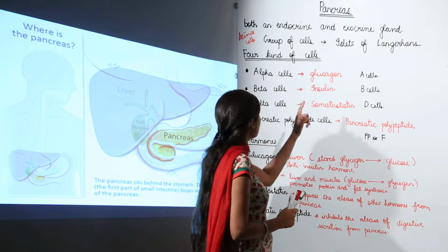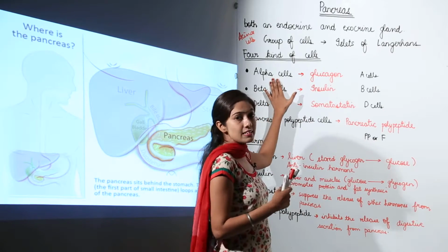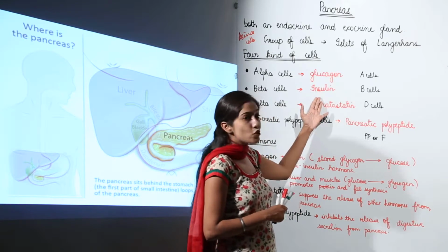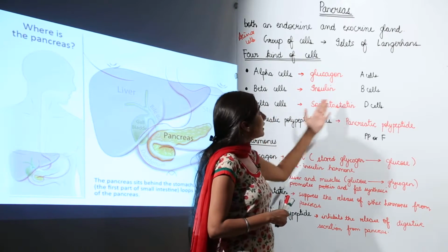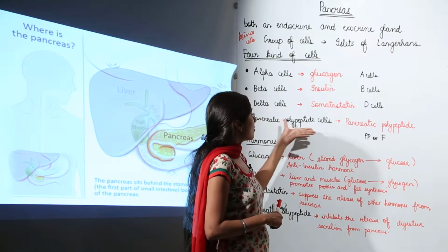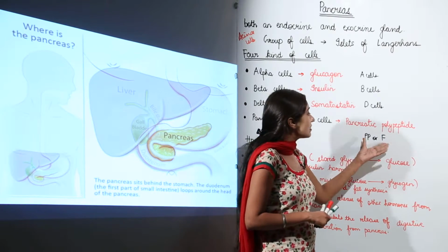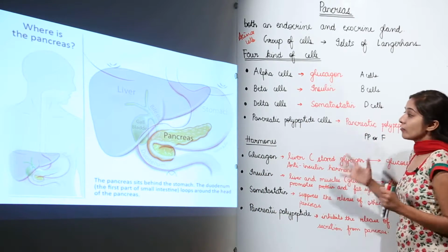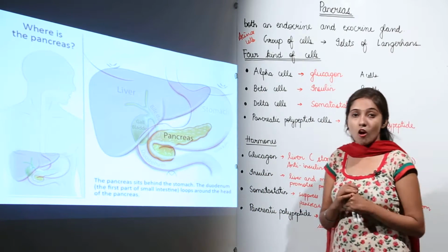Remember, I repeat: alpha cells, the A cells, secrete glucagon; beta cells or B cells secrete insulin; delta cells or D cells secrete somatostatin; and pancreatic polypeptide cells, or PP or F cells, secrete pancreatic polypeptide. Now let's see what the actions of these hormones are.